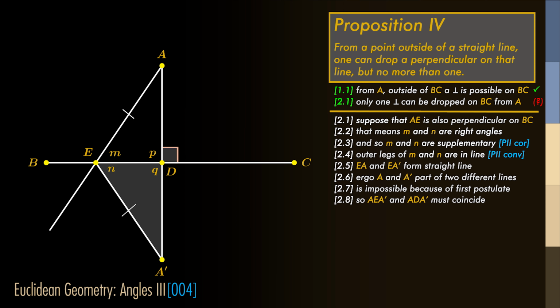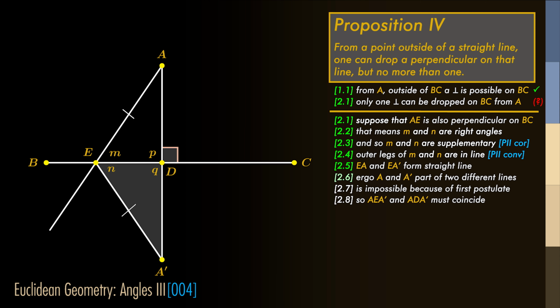We still need to prove that this perpendicular is unique. Suppose that AE was also a perpendicular on BC, then that would mean that angle M and angle N were right angles. And so angle M and angle N would be each other's supplement. And the converse of proposition 2 tells us that angles that are each other's supplement have outer legs that are in line with each other. So for angle M and angle N, that would mean that EA and EA prime form a straight line.